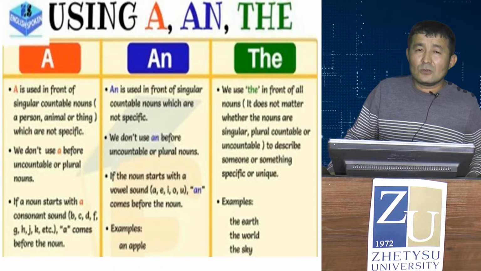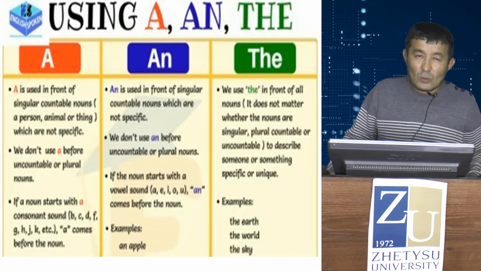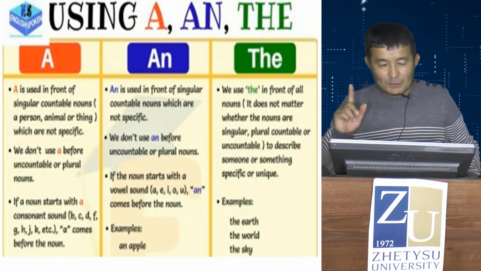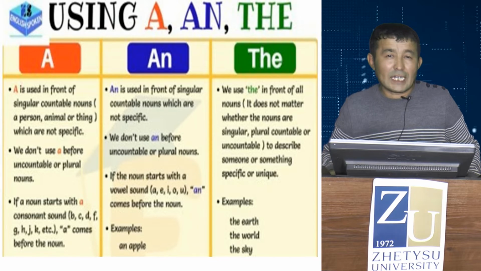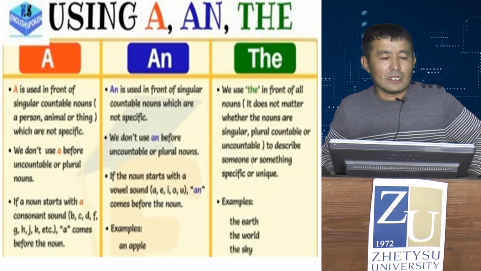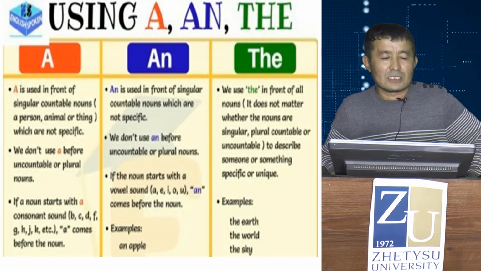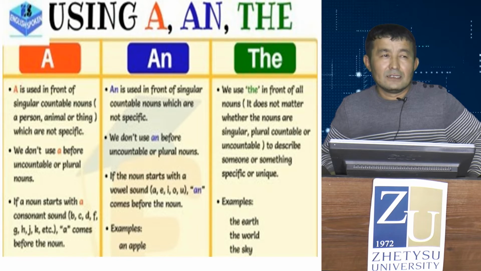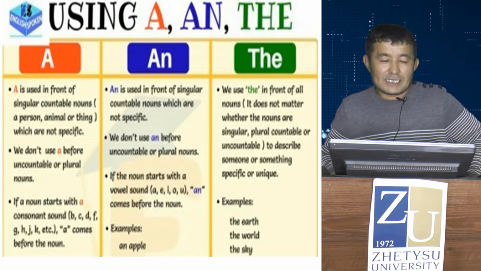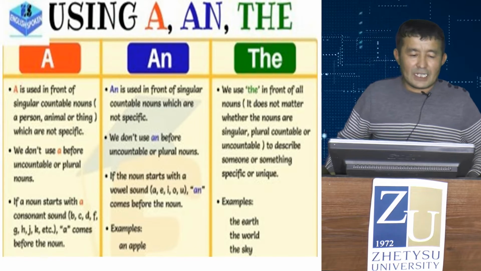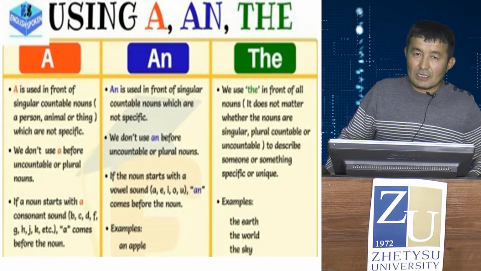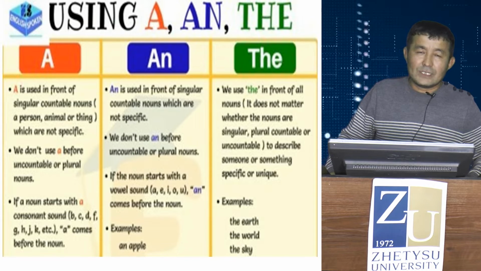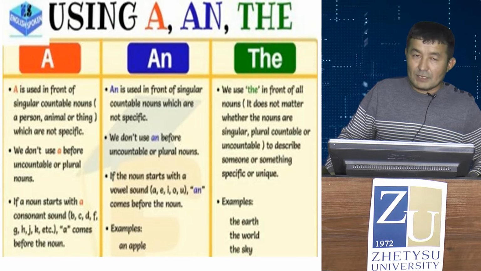The grammatical part of this lesson, we talk about articles a, an, and the. When we use a and an, and when we use the. A is used in front of singular countable nouns, only singular countable nouns. We can't use a plural form of noun. Maybe a person, maybe an animal, maybe things which are not specific. Be careful. We can use a and an only with not specific things. Okay, and we don't use a before uncountable nouns. For example, we can't use a milk. It is wrong. It will be a mistake if we say a milk, because it is an uncountable noun.